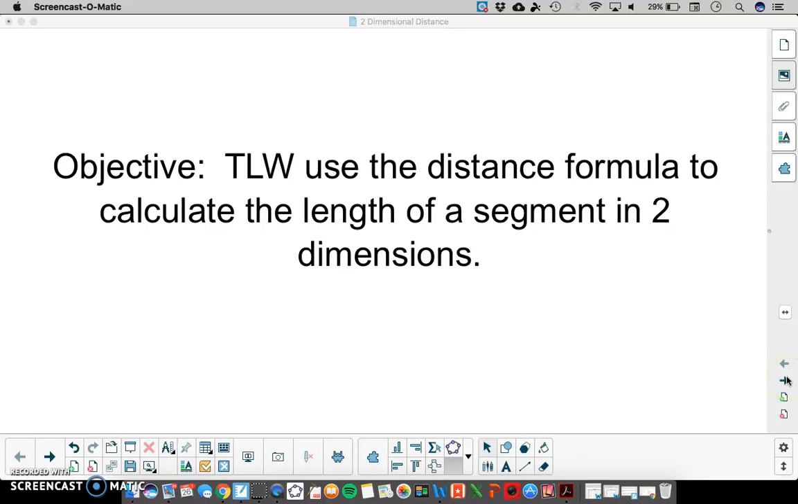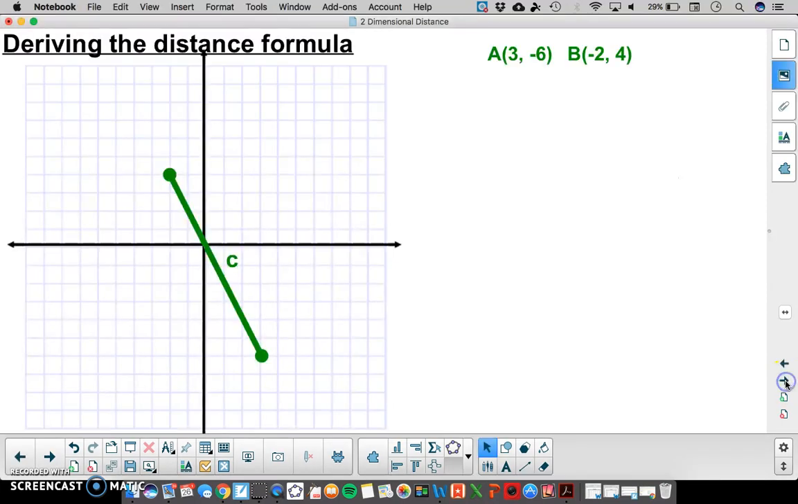In this video, the learner will use the distance formula to calculate the length of a segment in 2 dimensions. We're going to first derive the distance formula using this segment here, which has a length of c.